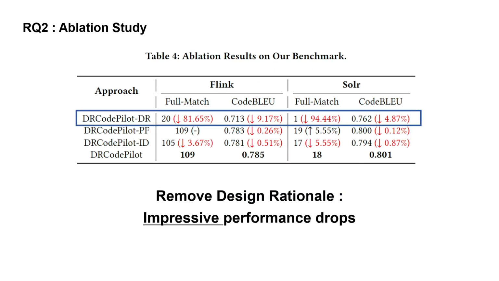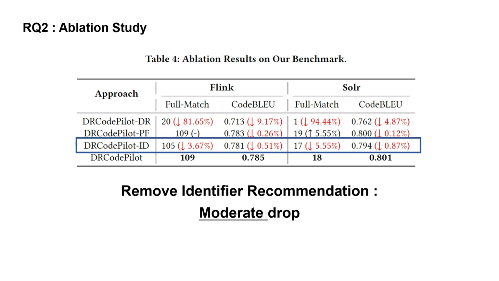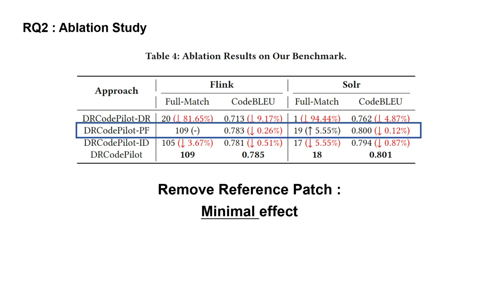In the ablation experiments, removing design rationales led to a decline in full match patches by 81.65% and 94.44%, indicating that integrating design rationales into the patch generation process significantly enhances patch quality. The impact of removing identifier recommendations was also notable, highlighting that even advanced code models may generate incorrect identifiers when fixing issues. In contrast, the effect of removing reference patches was relatively minor, likely because the simple models used for reference patches offer limited help to GPT-4.